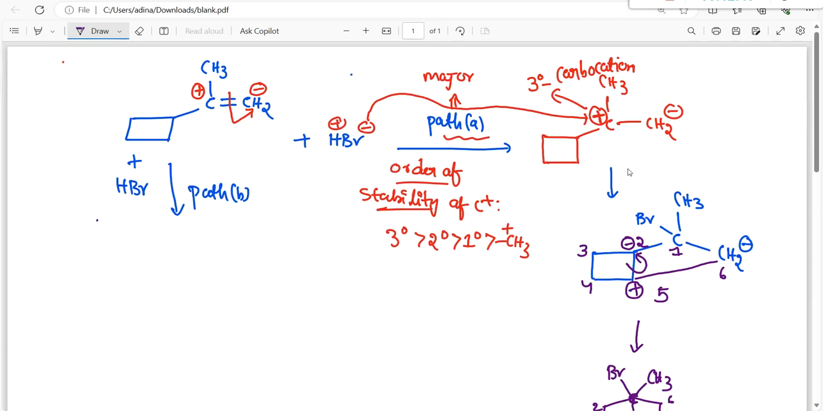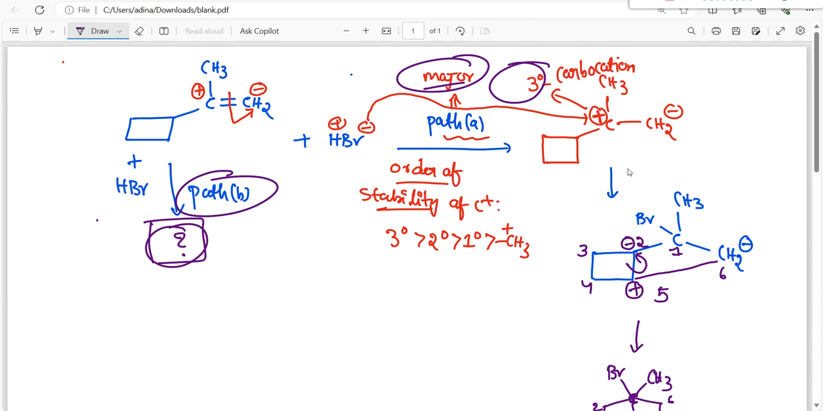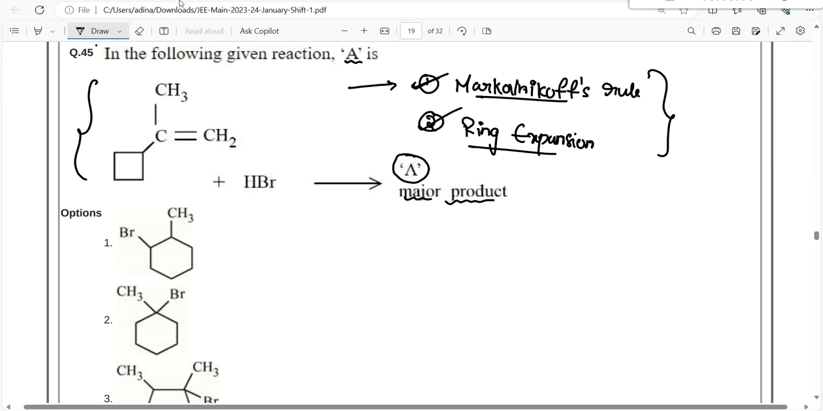We previously concluded that because a tertiary carbocation is formed, this path is the primary product. I hope there is no need for path B, but I am requesting everyone to please go through path B also, because a different product is formed. Now let us try to draw the mechanism of path B yourself. I hope today's concept is clear to you: Markovnikov's rule and ring expansion. So our answer will be the second one.